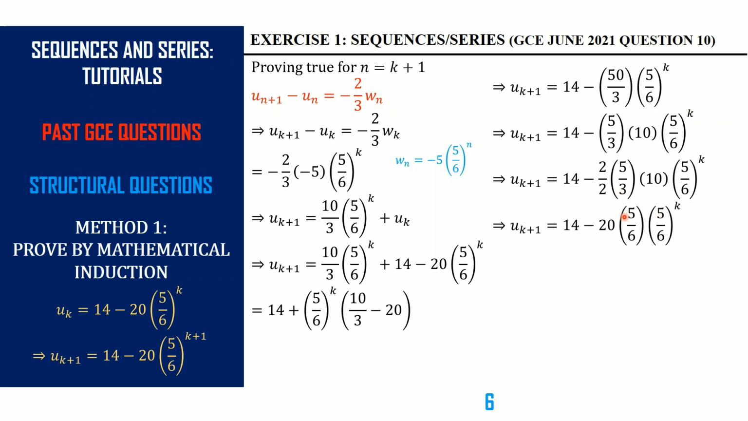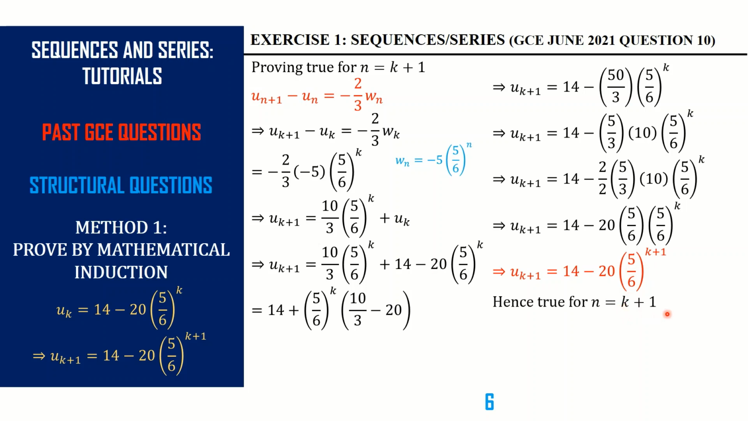So doing that, we see that the numerator here, you're going to get 5. 2 times 3 is 6, 5 on 6. Now you'll be left with this 2 here times this 10 here gives us 20. Now we can combine these 2 to give us 5 on 6 raised to the power k plus 1. So our u of k plus 1 is equal to 14 minus 20 times 5 on 6 raised to the power k plus 1. Hence, it is true for n equal to k plus 1.